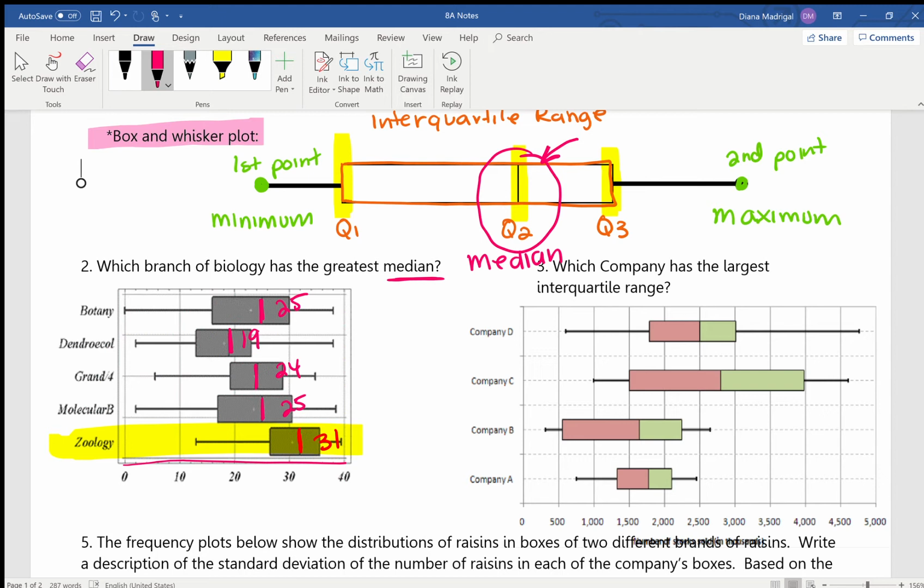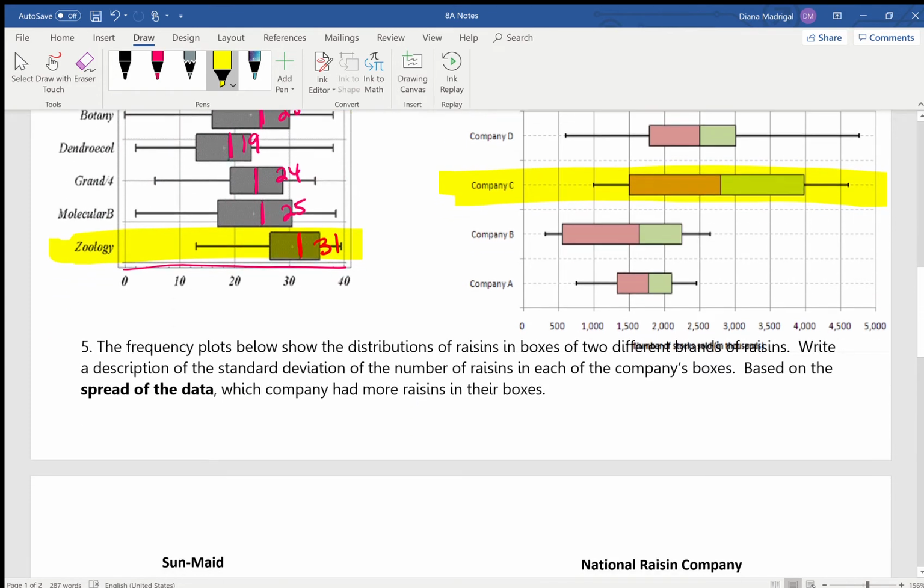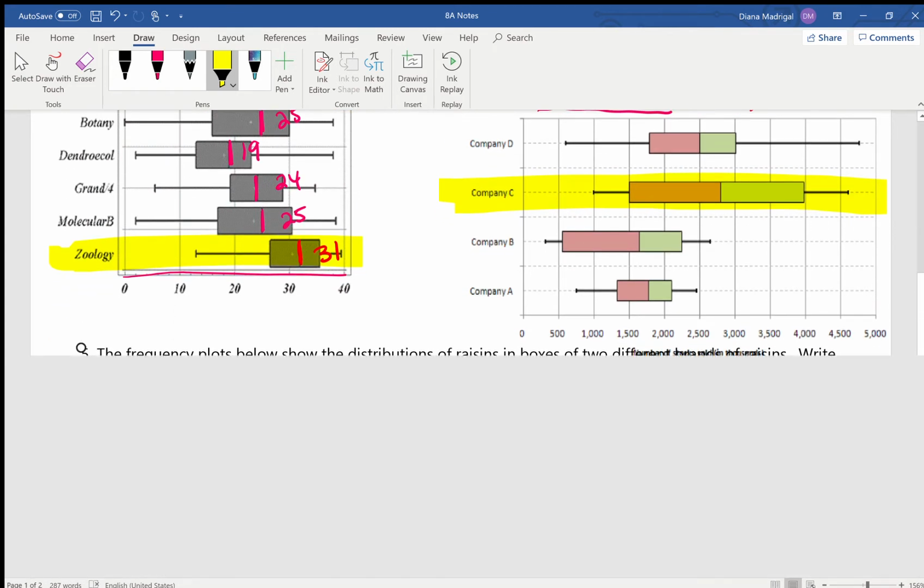All right. Next, which company has the largest interquartile range? Interquartile range again means the box. Which one has the greatest box? You could notice that company C has the greatest box. So that's my answer. It's pretty easy once we start practicing.